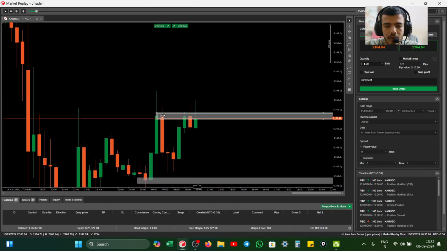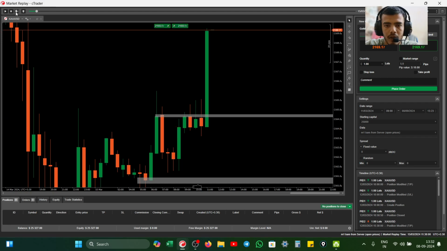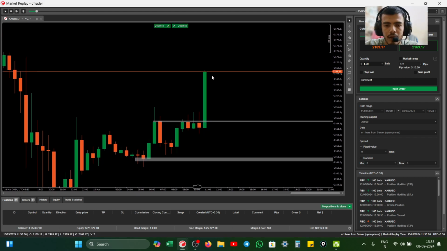The next candle closes bullish, but it's still below this resistance. So wait for that candle to close. Okay, there's no confirmation for us to take the trade. So it's better for us to wait for a retest to happen to go further bullish up. So I'll wait for that retest to happen.